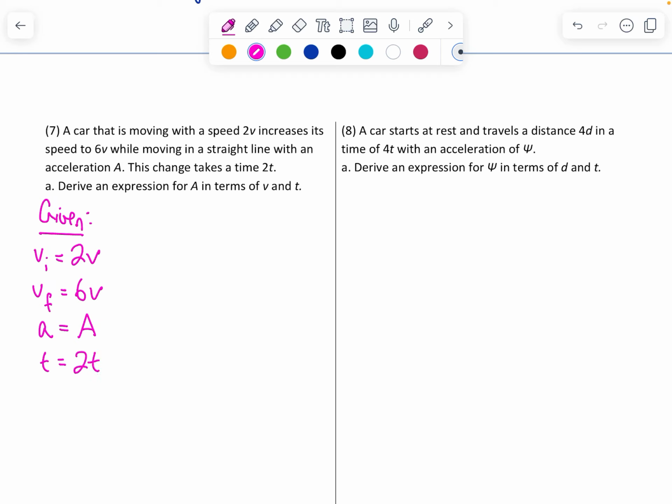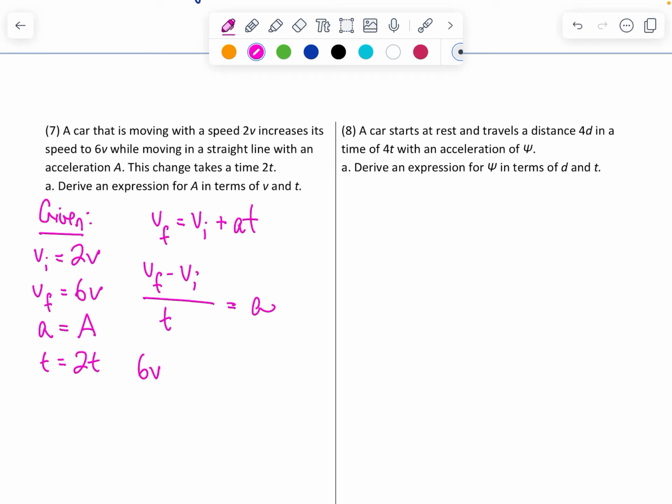It's a little strange to say t equals 2t, but it's just saying that the time is equal to 2 times t. This t is some number. Okay, so we want to derive an expression for a in terms of v and t. So to start with, vf equals vi plus at again. So vf minus vi over t equals a.